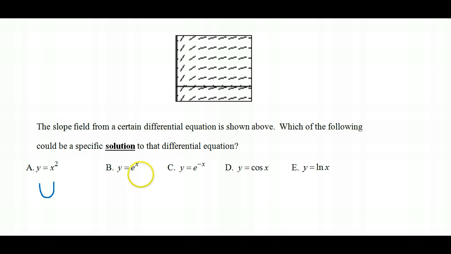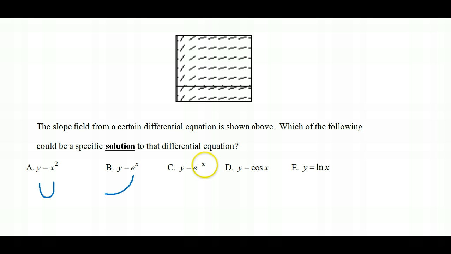B, y equals e to the x. So the graph of e to the x looks like this. This is the graph of e to the x. So this does not match, this slope field does not match the graph of e to the x, so that cannot be a solution to the differential equation.